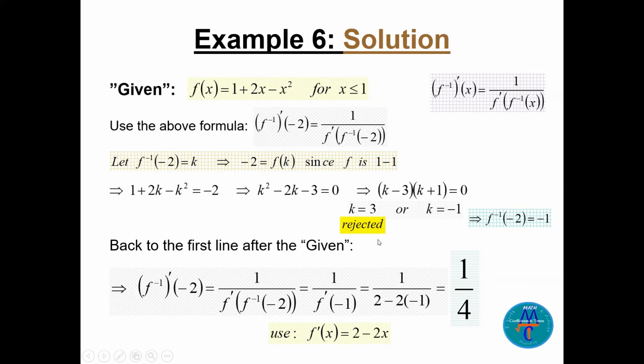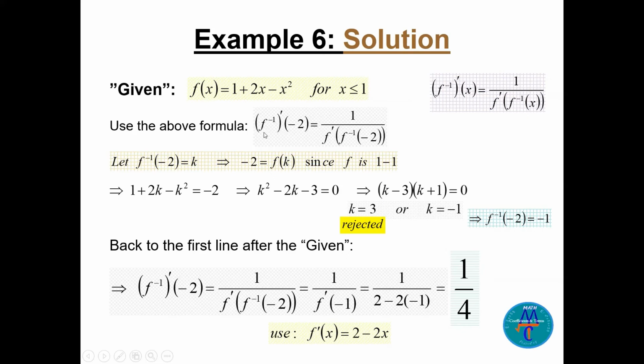So let's go back to the first line after the given. This is the first line here. We need the derivative of f inverse of -2. So it will be 1 over f prime of f inverse of -2. What is f inverse of -2? We have found it's -1. So f prime at -1.